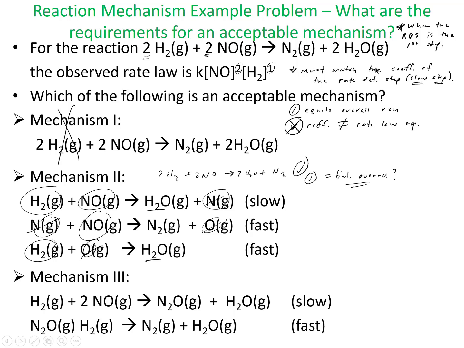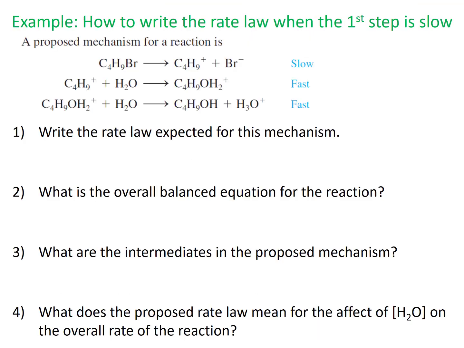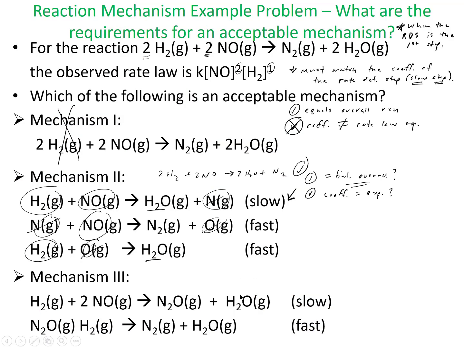So that works. Now let's check the slow step. It has to follow these two check marks. Do the coefficients match the exponents in the rate law? So do these match? Let's see that it has one H, so that matches. But in my slow step, I only have one NO, and in my rate law, it's accepted that there's two of them. So let me back up.